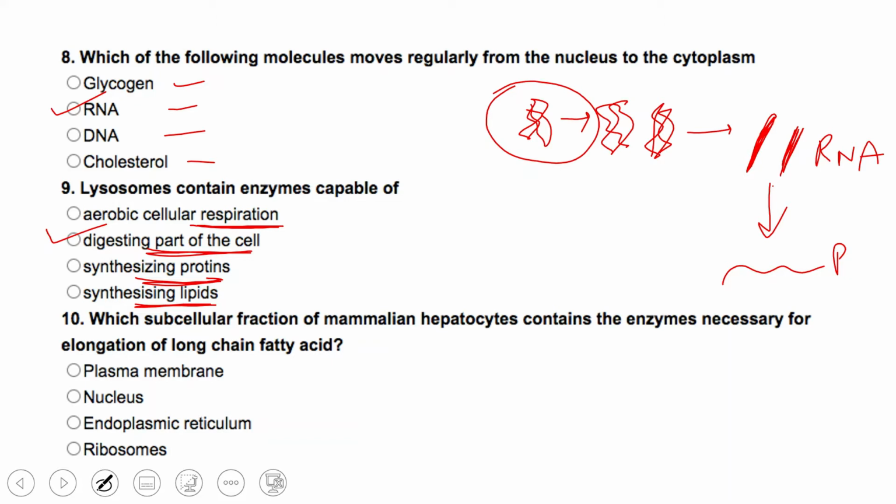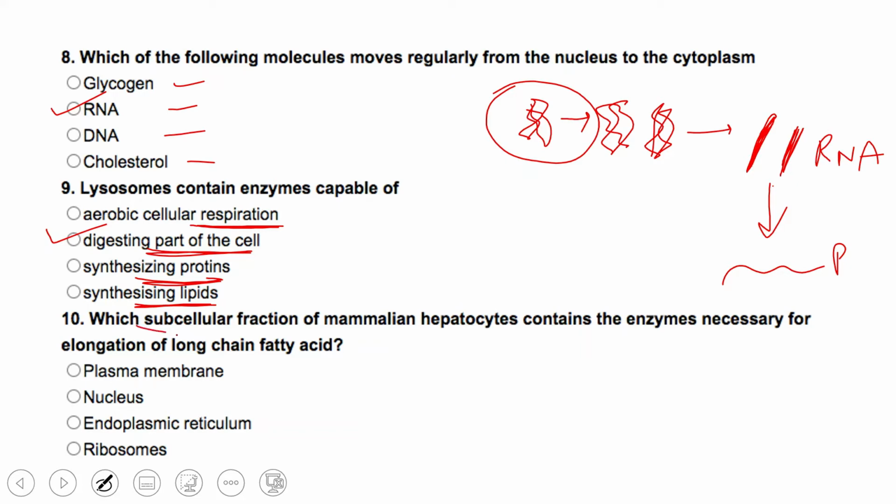Which subcellular fraction of mammalian hepatocytes? Hepatocytes are nothing but liver cells. Which subcellular fraction of mammalian hepatocytes contains the enzymes necessary for elongation of long-chain fatty acids? Though the question seems a little tricky, it's very easy.